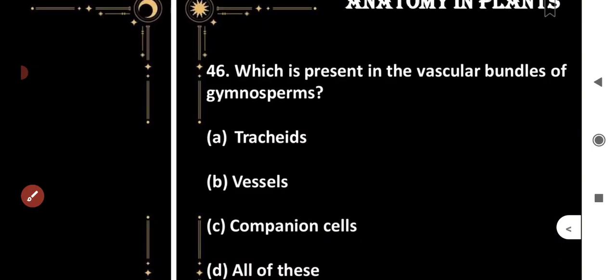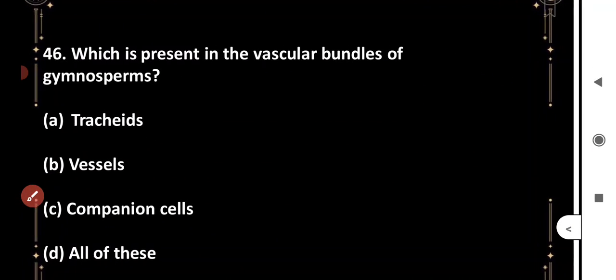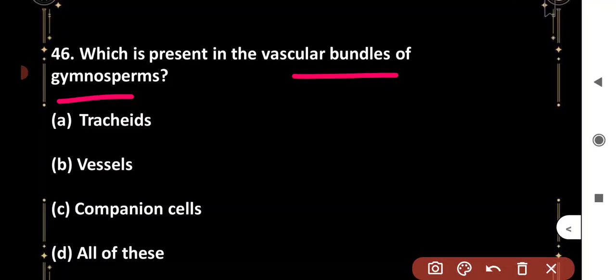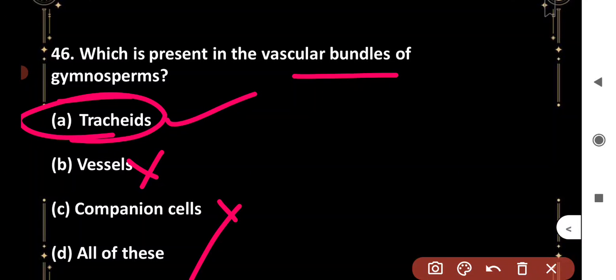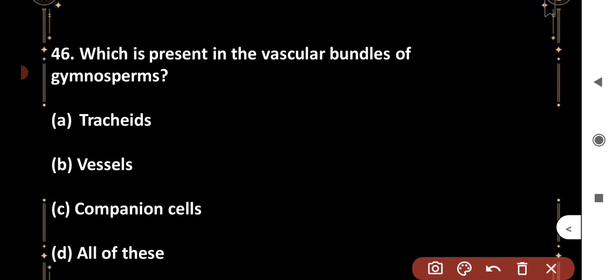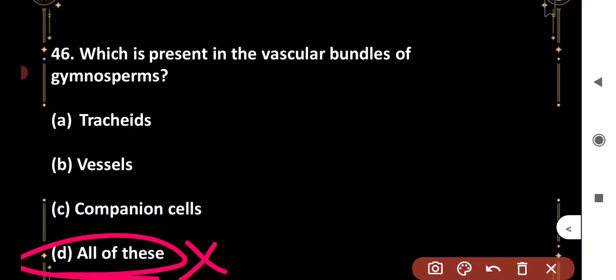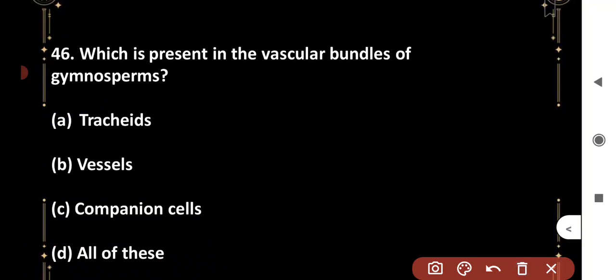It is a direct line from NCERT actually. Which is present in the vascular bundles of gymnosperms? See, vessels are absent in gymnosperms, companion cells are absent, tracheids are present. So the first option is correct. To confuse you, they have given all of these, so that is wrong. A is the correct option.